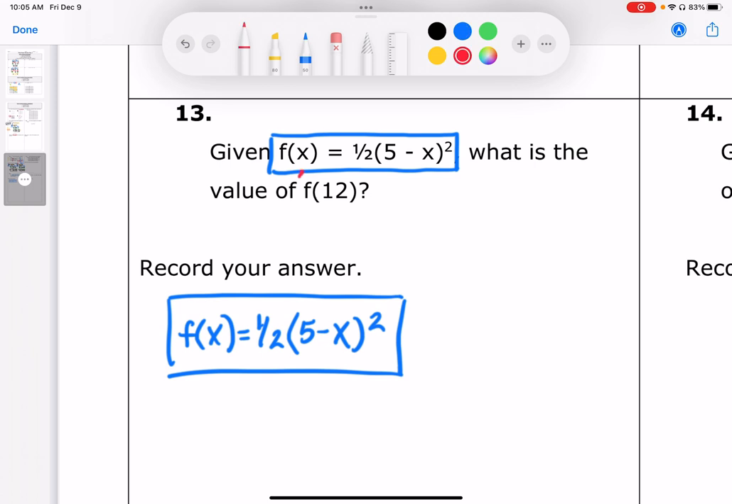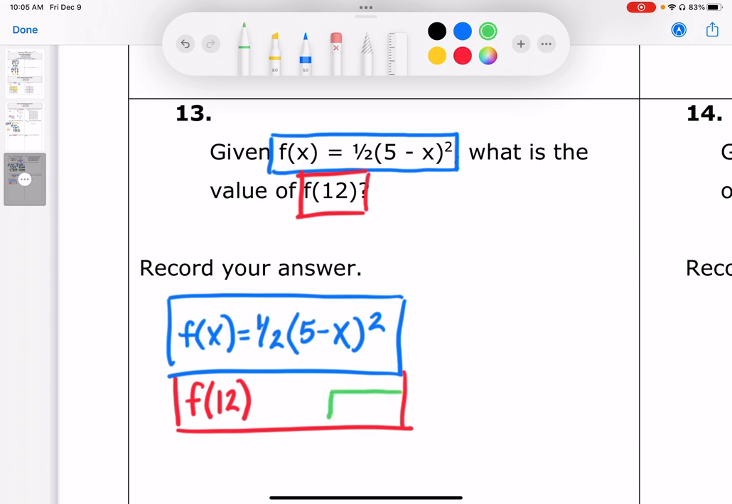Then in the second box in Desmos, you're going to type in f of 12. So in the second box, right underneath it, you'll write f of 12. When you do this, Desmos will give you an answer. It will say equals, and then there'll be a number right over here. And this is going to be your answer to this problem. So let's go ahead and type that in now, and let's figure out what our answer is.